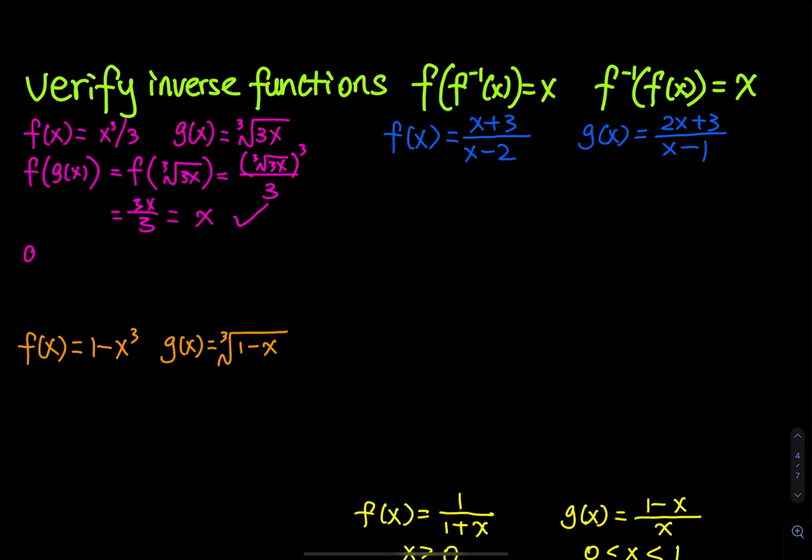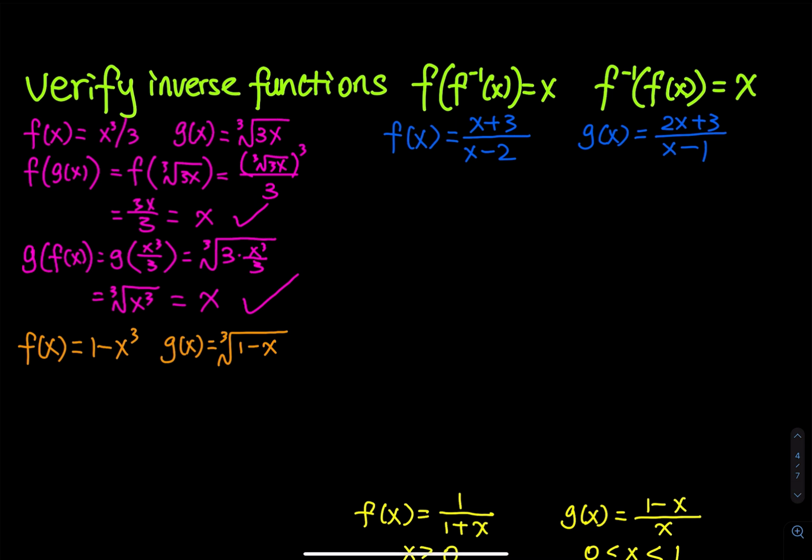And then the next one is g of f. So this is g of x to the third divided by 3. And g is the cube root, right? And then you have 3 times x to the third divided by 3. See, the 3's get cancelled. And then you take the cube root of x to the third. Then you have an x. So this is a check.